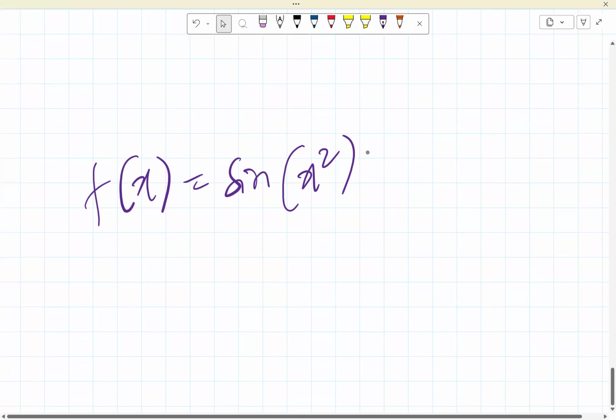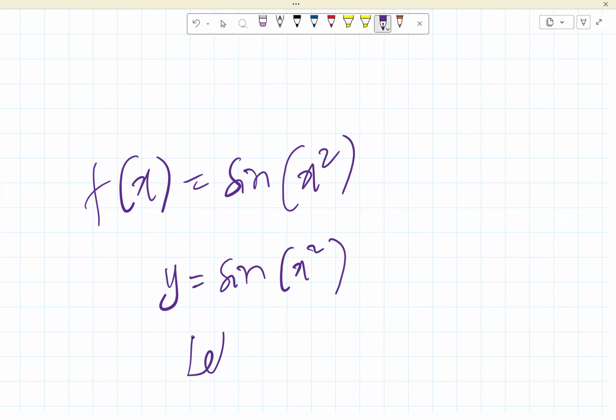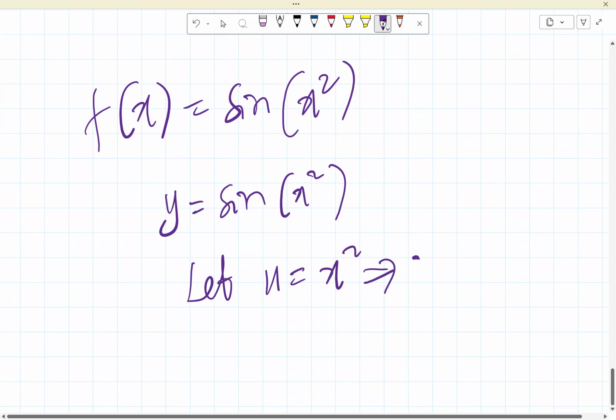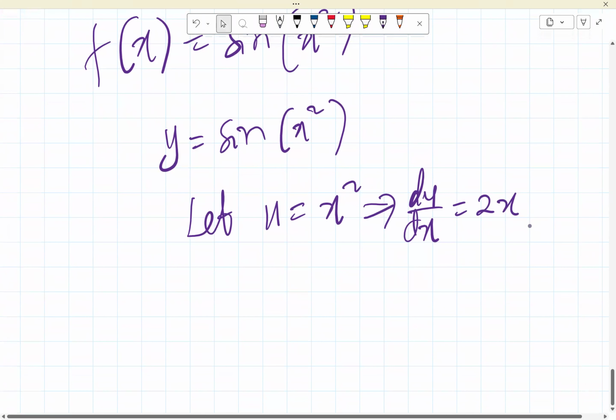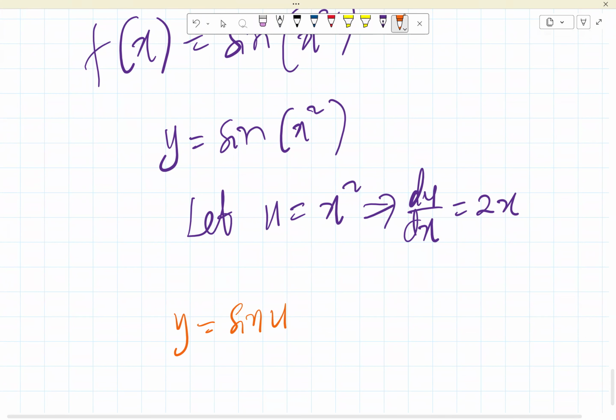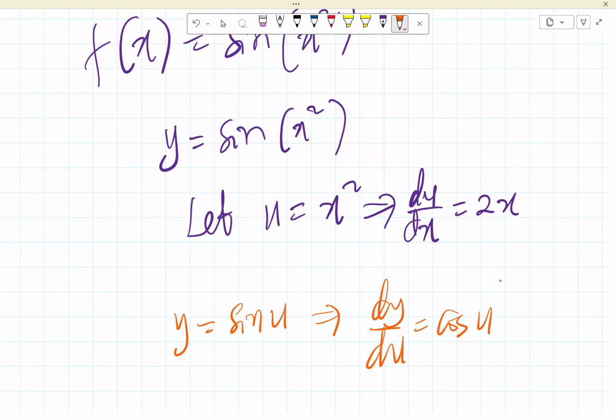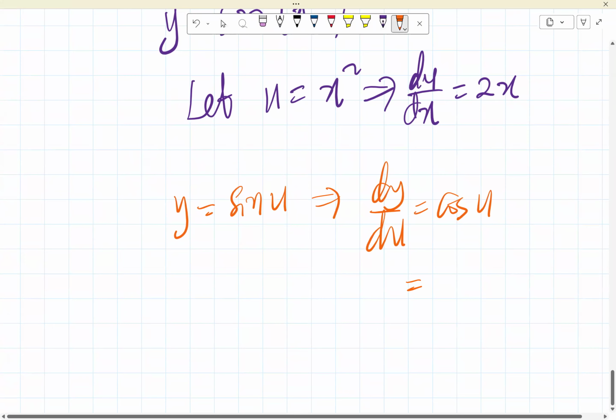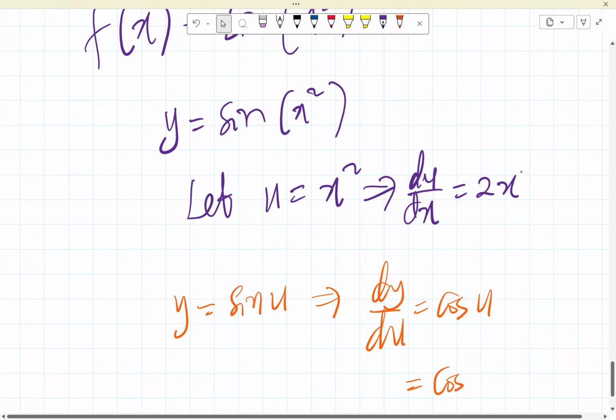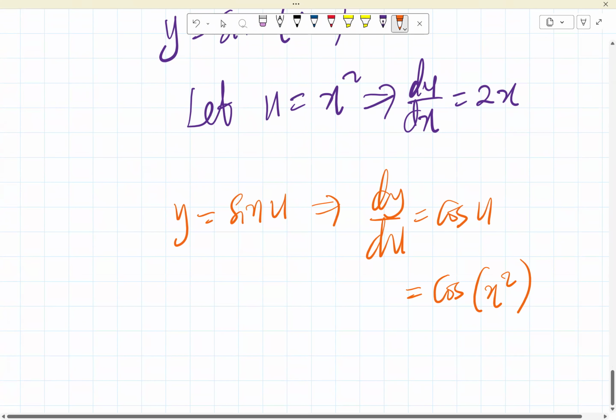So what we usually do is this. We say y is equal to sine x squared, and we say let u be equal to x squared. If u is x squared, that means that du dx is equal to 2x. We keep that. Now u is x squared, so we now say y is equal to sine u. This implies that dy du is equal to differentiate sine u, that's cos u. But don't forget that u has something. So u is x squared, so cos u is now cos x squared.